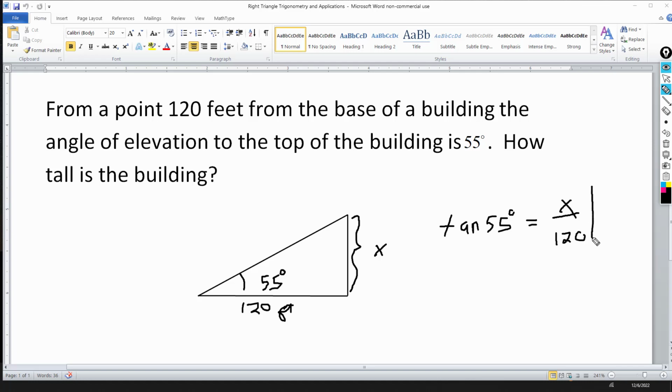So what we do here is isolate the x, so we multiply both sides by 120, and these are going to cancel. So x will equal 120 times the tangent of 55 degrees. So now I just compute the tangent of 55 degrees, multiply by 120, and that will give me the height of how tall the building is.